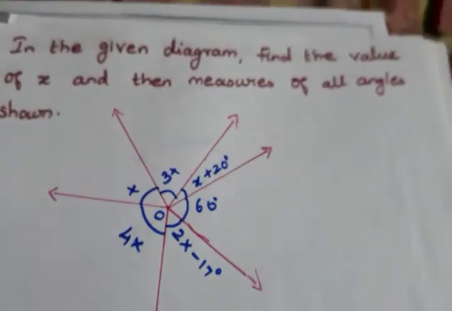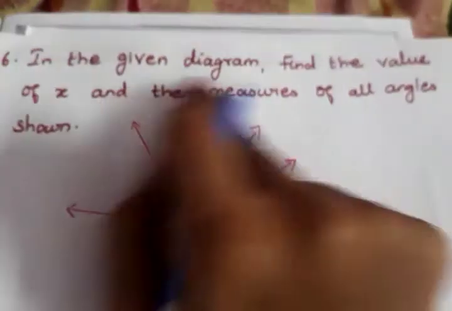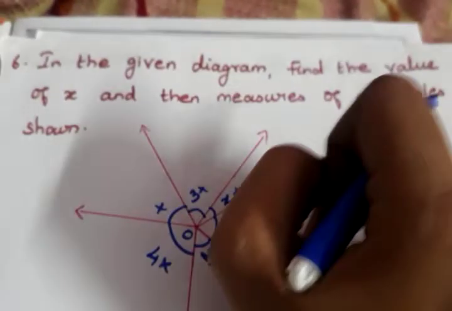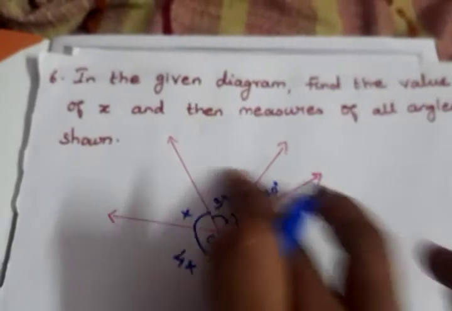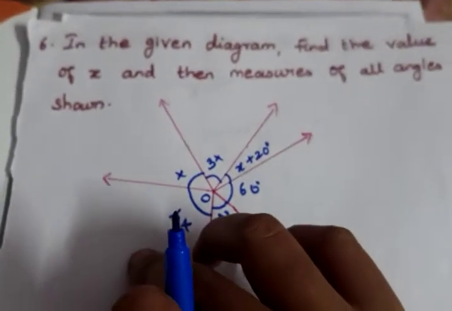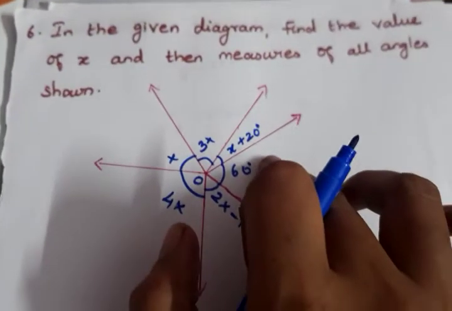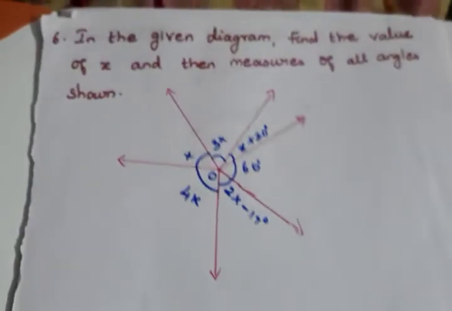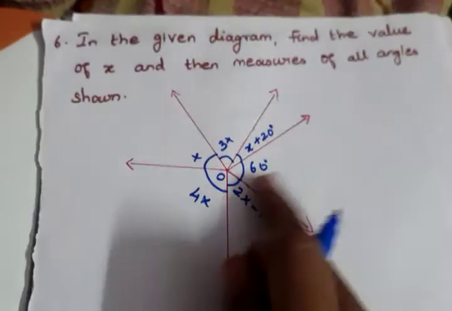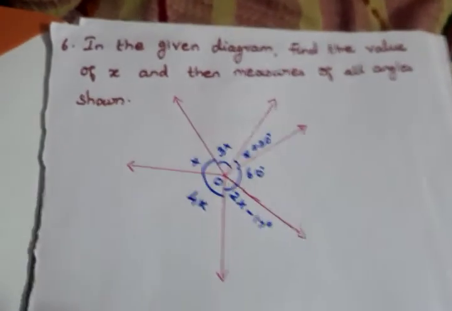Next one. In the given diagram, find the value of x and the measures of all the angles shown. Okay. So it is a reflexive angle. Reflexive angle value is 360 degree. Okay. So find the value of x degree. So solutions.